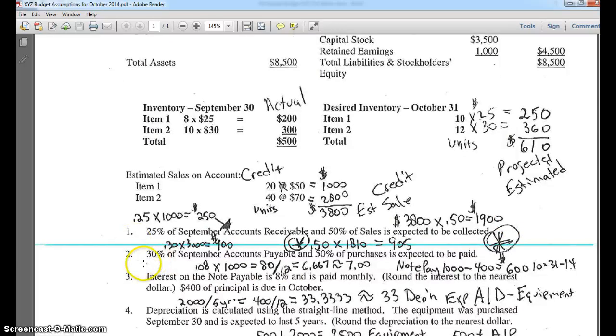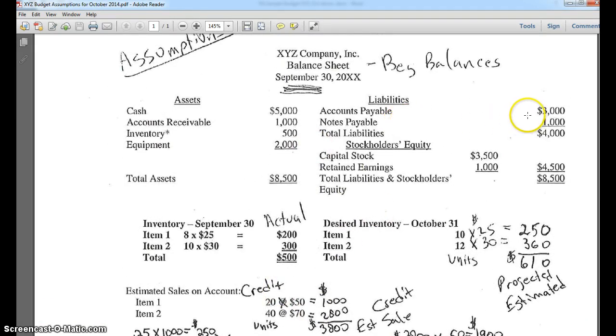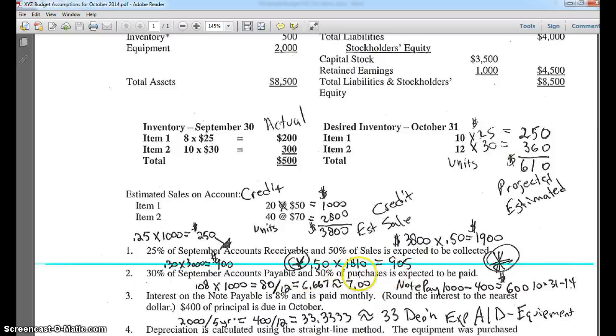The next item is talking about accounts payable and purchases. 30% of September's accounts payable and 50% of purchases are expected to be paid in the month of October. Therefore, I scroll up to my beginning balance sheet. I see that accounts payable is $3,000. $3,000 times the 30%, I end up with $900. That's how much I'm estimating that I'm going to pay for that. The next item is purchases, which I've got it calculated here, but we actually have to do the purchase budget before we can calculate that number. And we'll talk about that in a bit.